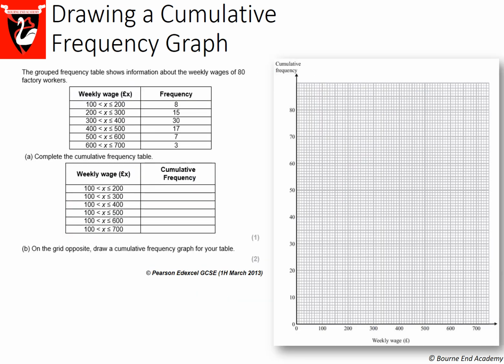Now an example for you to have a go. Pause the video, complete the frequency table in your book or on a spare piece of paper, draw yourself some axes, and then draw your cumulative frequency graph. This will be 3 marks in an exam.